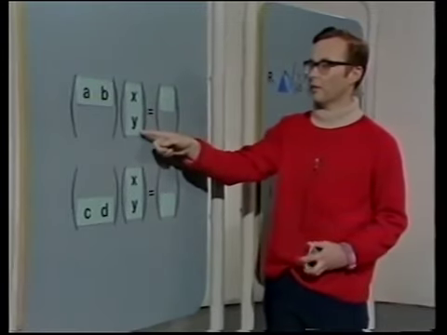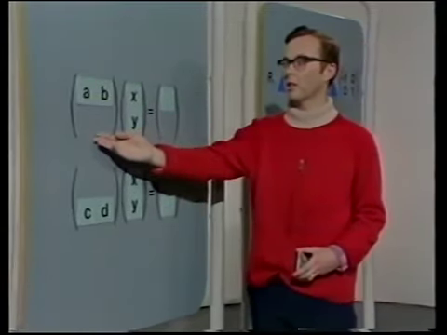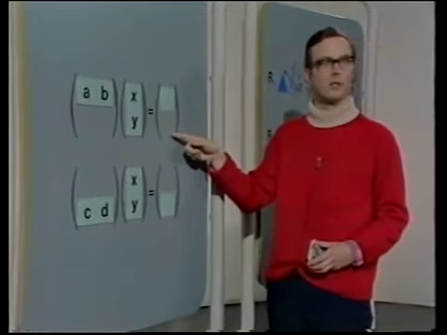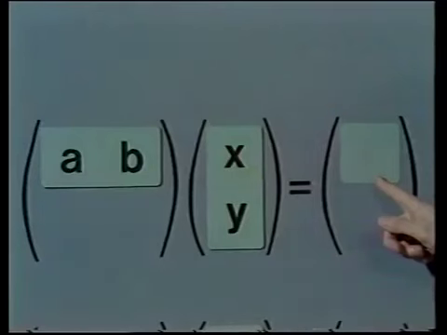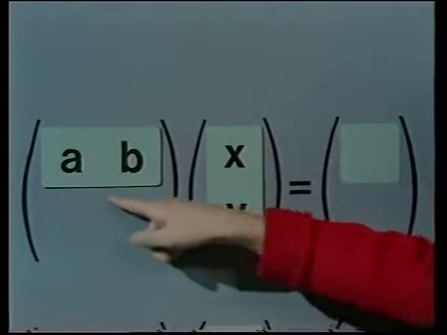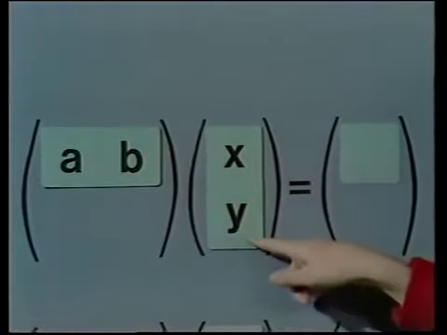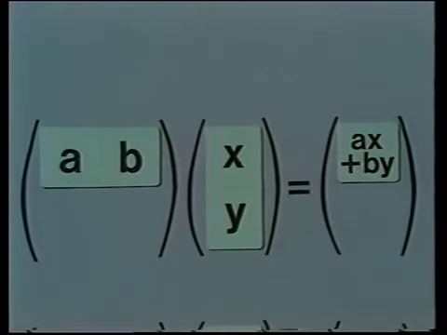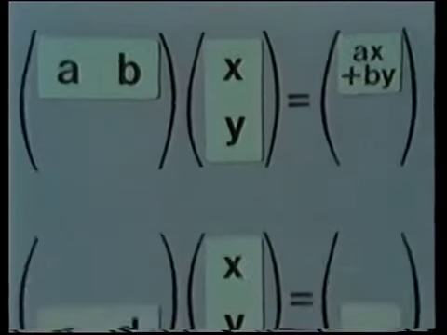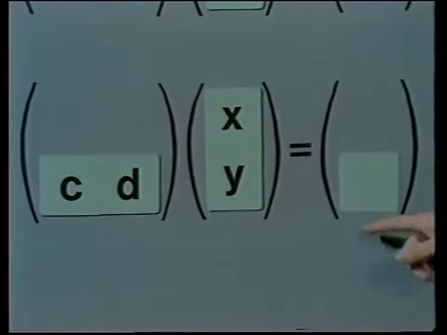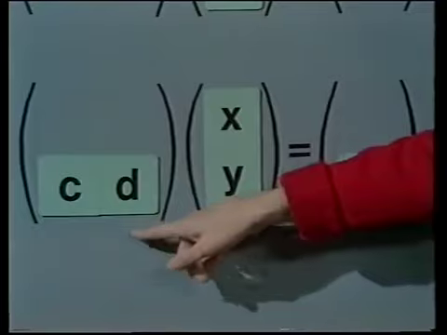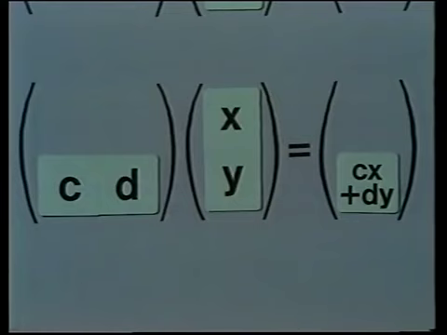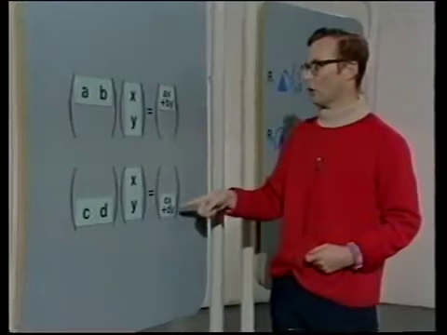If this is my vector, and this is the matrix, then we can calculate the coordinates of the image by using dot products. So to find the first coordinate, we dot the first row of the matrix with the vector, and their dot product is ax plus by. And similarly, to find the second coordinate of the image, we take the second row and dot it with the vector to give us cx plus dy. So these are the coordinates of the image vector.